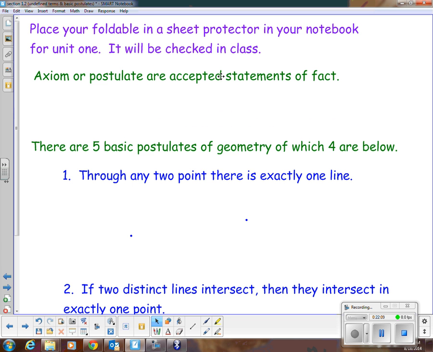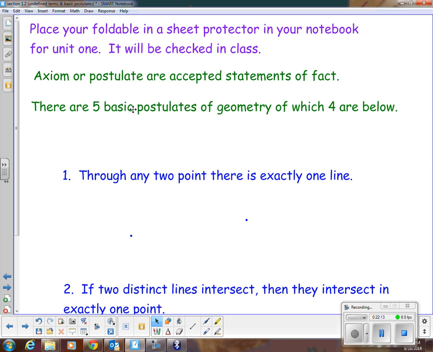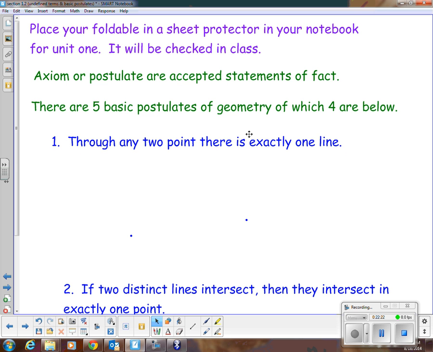An axiom or postulates are accepted statements of fact. We do not prove them. There are 5 basic postulates of geometry, of which there are 4 below. Now, when we read these, you're going to say, really? Did someone have to come up with this? It's obvious. Through any 2 points, there is exactly one line.